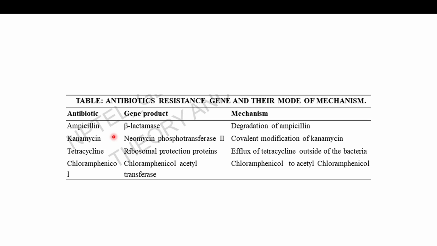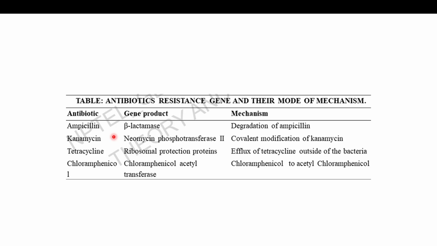Sometimes, after a long period of time, those cells start producing. Suppose some of the mutant cells somehow have an ampicillin resistance gene. That particular gene codes for the beta-lactamase enzyme, and that beta-lactamase degrades the ampicillin.